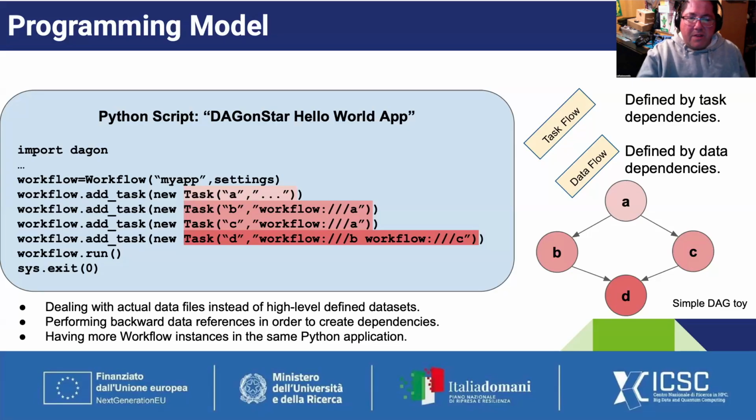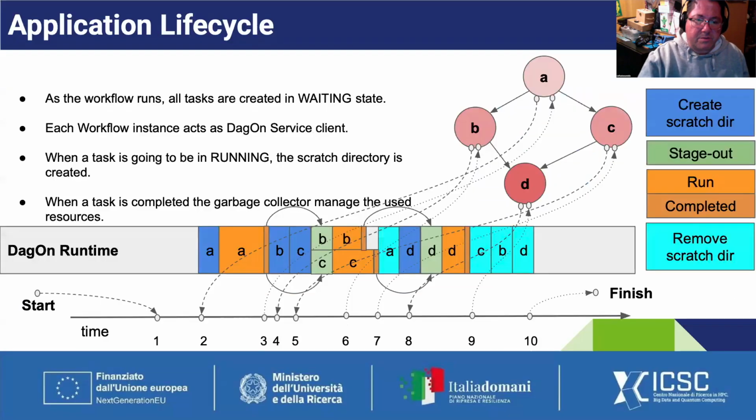Once we have our workflow, we just run the workflow. This version of run is blocking. Actually, it's not the only way to execute the workflow, but it's the simplest and most stable way, for sure. This is the application life cycle of the diamond workflow defined in the last slide.